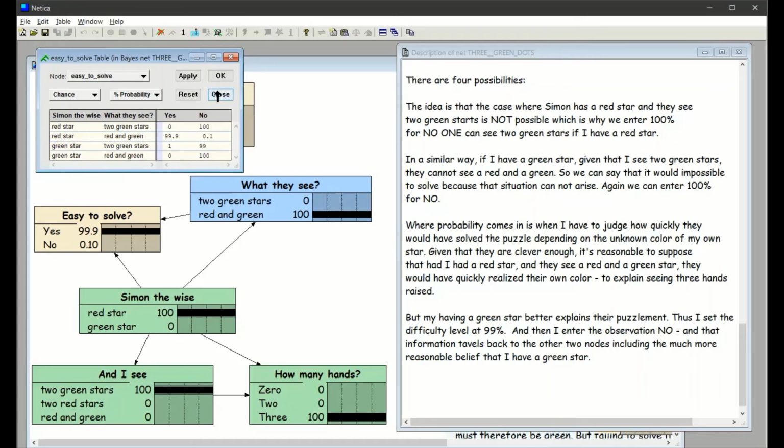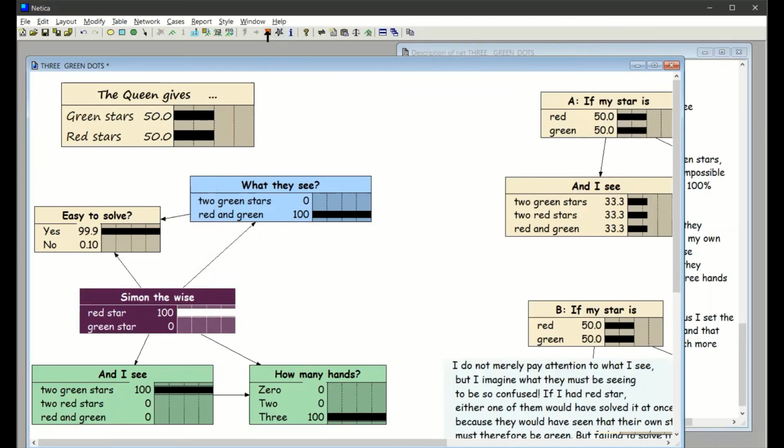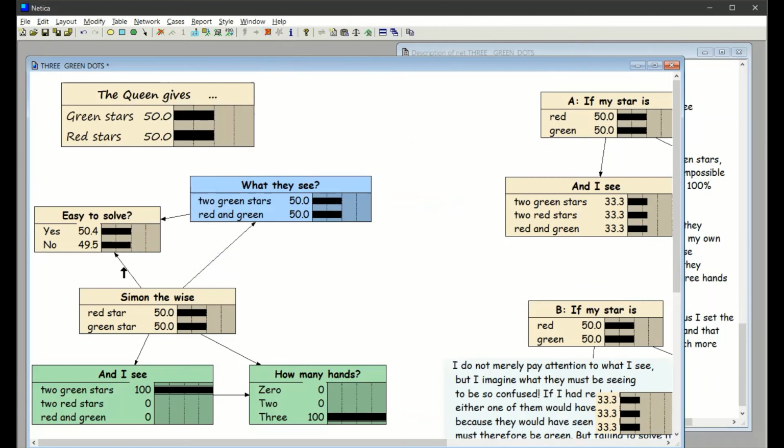So now we close this and we can do a sort of sanity check. So we see if he had a red star, then they would see red and green and it would be easy to solve. But it must be otherwise. It must be that he has a green star and therefore they see two green stars. And that explains why it is not easy to solve. That's why he reasons that he is almost certain to have a green star.